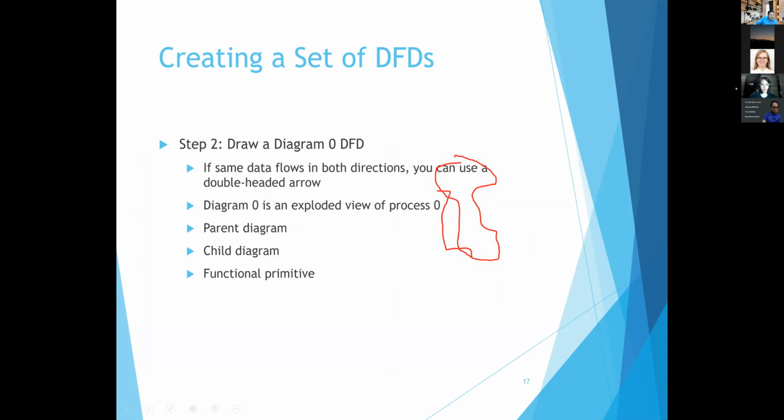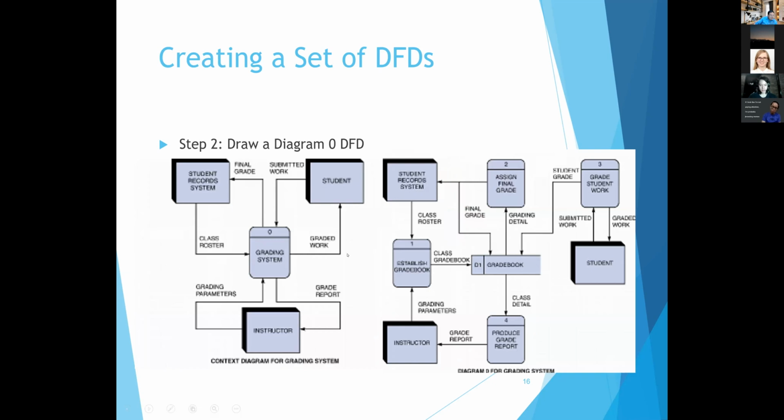Next, we talk about the next instruction. Diagram 0 is an exploded view of process 0. Process 0 means the system, the whole system. Okay. Parent diagram and child diagram. You can see in this example that the context diagram is the parent diagram of diagram 0. If you have more detail, for example, the grade student work process, you can explode grade student work into process 3.1, 3.2, 3.3, 3.4, and so on.